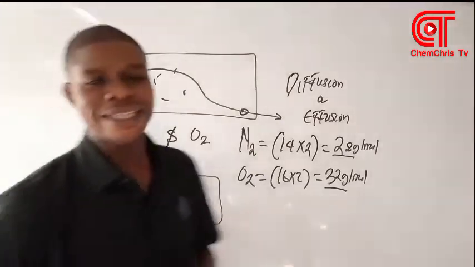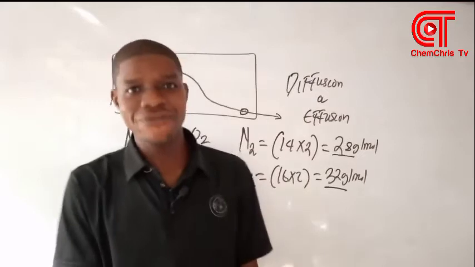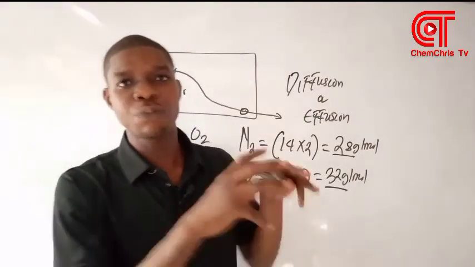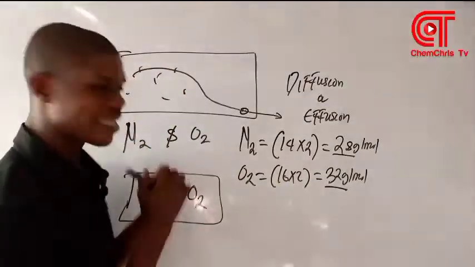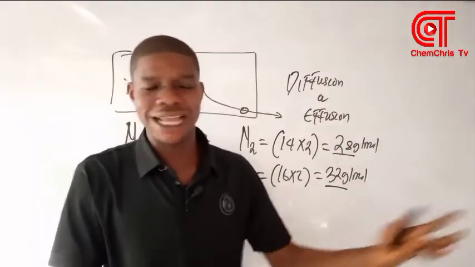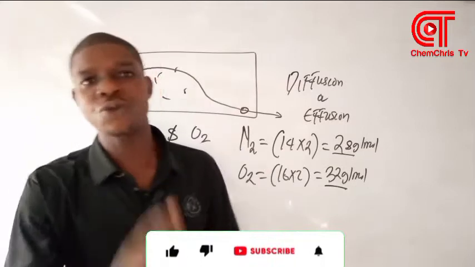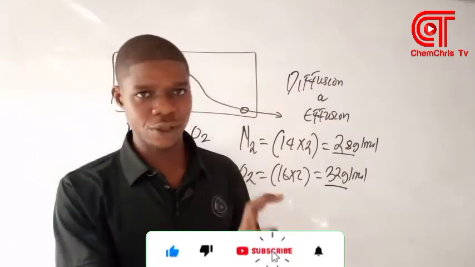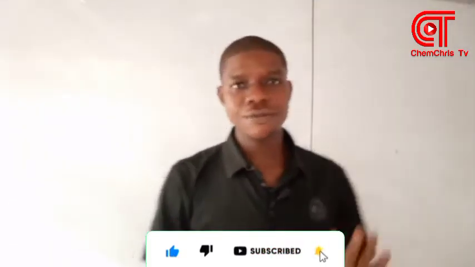So that's why we say that the rate of diffusion of a gas is inversely proportional to the square root of its molar mass. Light gases diffuse faster, or move faster, than heavy gases. You will see this kind of question in your exam, so please take note of it. Let's look at the various formulas and the definitions.